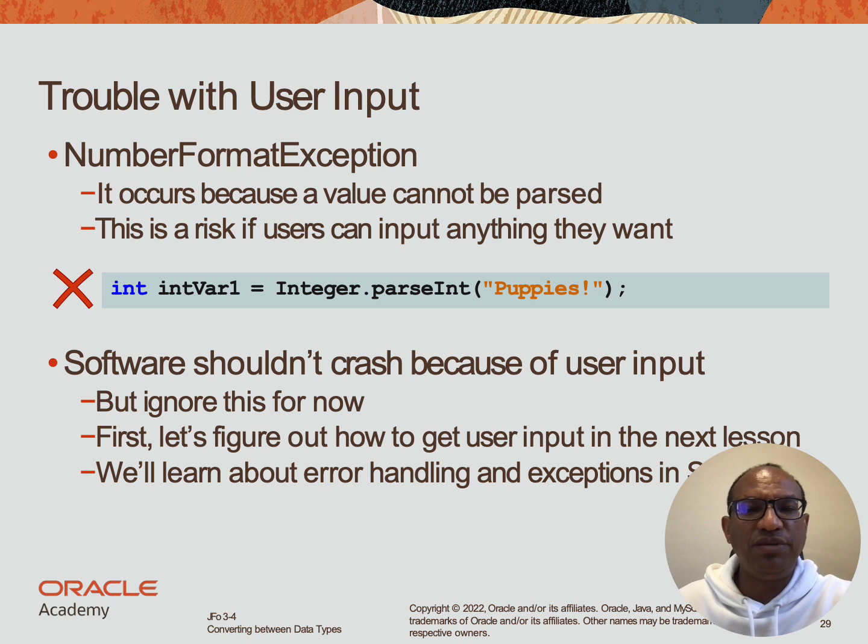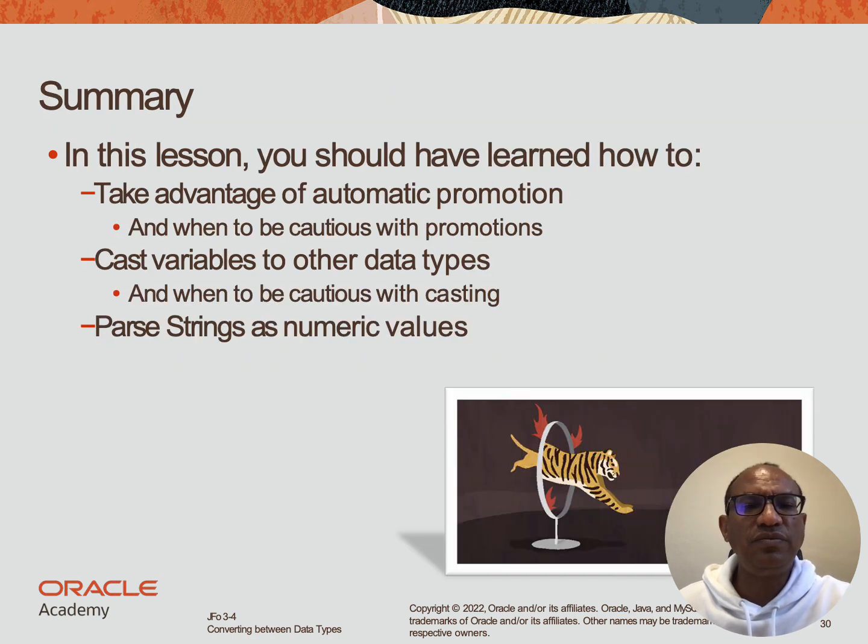If you parse bad input, Java throws a NumberFormatException. This happens when the text can't be converted into a number. Eventually, we'll learn about how to handle this error gracefully. But for now, just know it exists and avoid bad input when possible. To summarize, you've learned how to promote types safely, how to cast between data types, and how to parse strings into numbers.